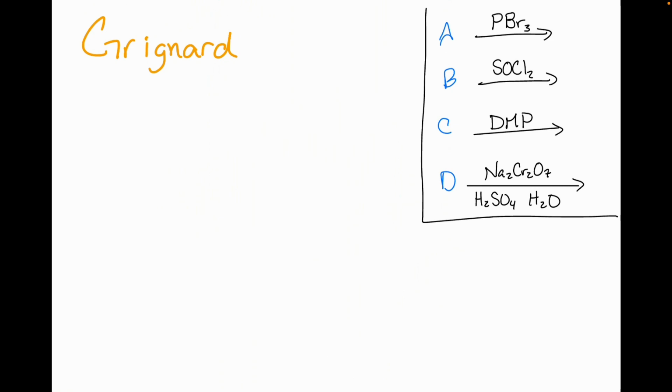Let's say that I have this alcohol, 1-propanol. Not pentanol, what am I thinking? Propanol. And my goal is going to be to turn it into this. Okay? How are we going to go about doing that?